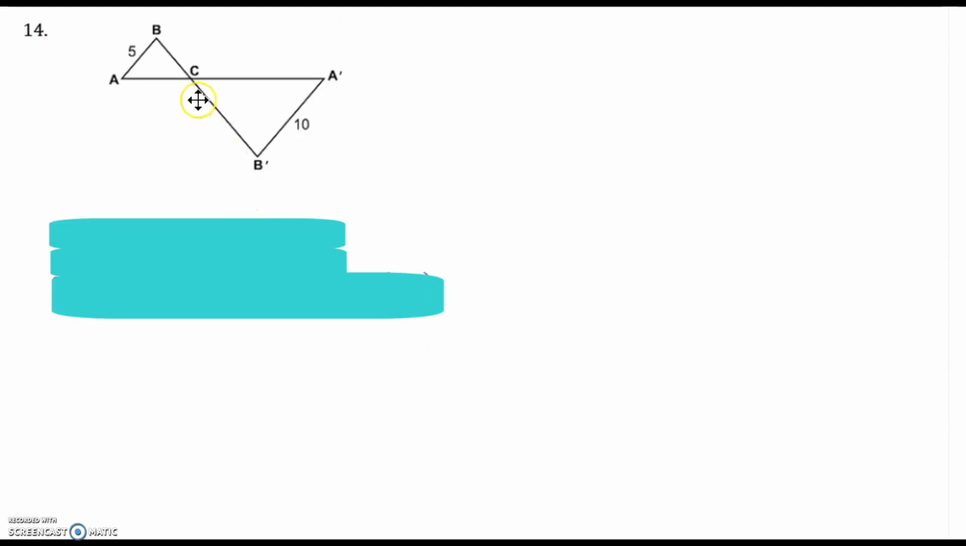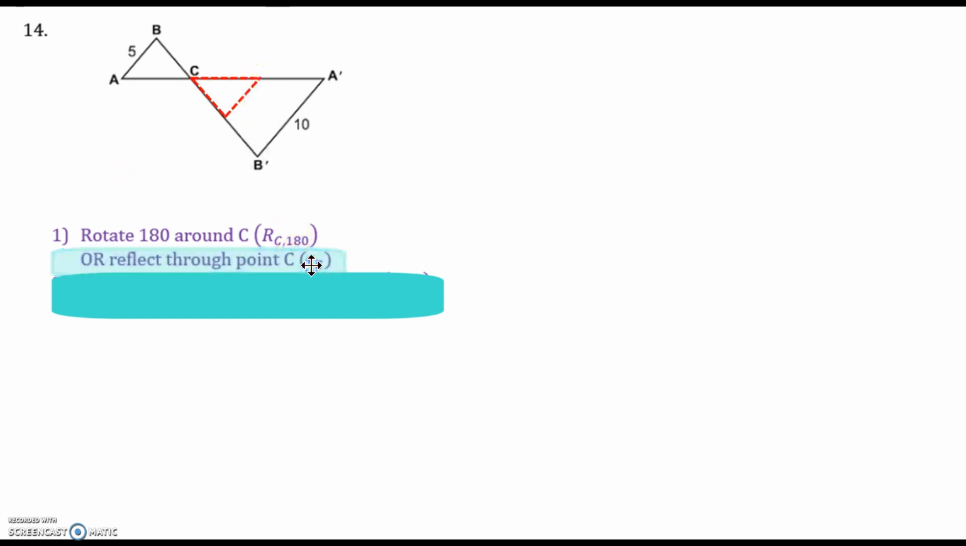Okay, same idea here. This time I already have point C connected, so I don't need to translate. I just need to rotate. Since A to A prime is clearly a straight line, and B to B prime is forming those vertical angles, I know this has to be 180 degrees around point C. When I do that, I'll get something like this. And that really can be a rough sketch, but now B ends up here and A ends up here.